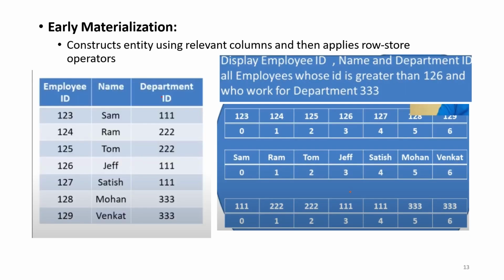Early materialization constructs entities using relevant columns and then applies row store operators. Here we have taken employee ID, name and department ID. What is early materialization? Intermediate results of a query are materialized, or computed, as early as possible during query execution. This means that all necessary data transformations and computations are performed upfront, potentially resulting in larger temporary datasets. Early materialization is commonly associated with row-oriented execution, where entire rows are retrieved and processed early in the query execution pipeline.